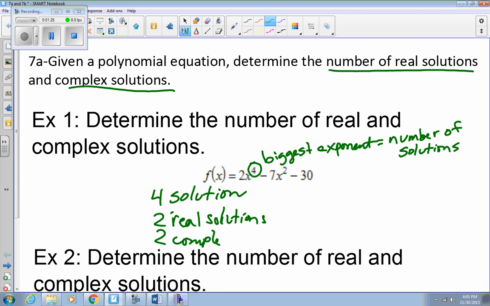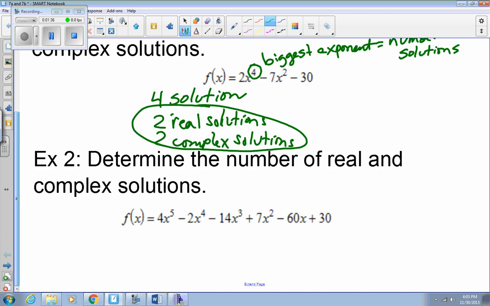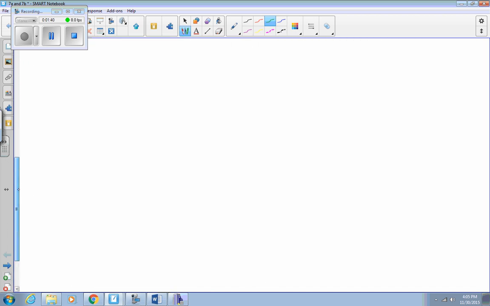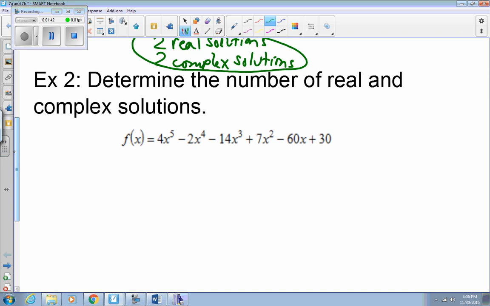There are 4 total solutions. So I can see that I have 2 real from the graph. The other 2 have to be complex. So let's do the second problem. Again, biggest exponent tells us how many solutions, so there are 5 solutions here. Now we need to put this into the calculator.